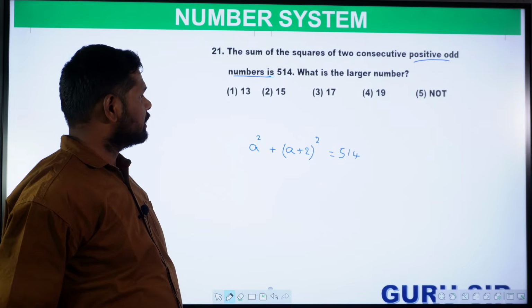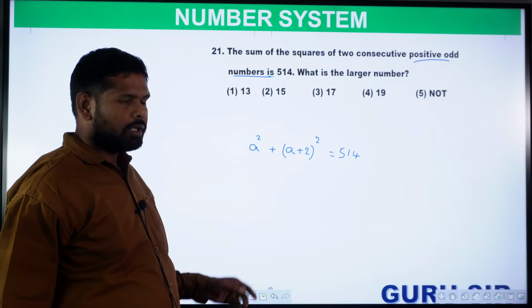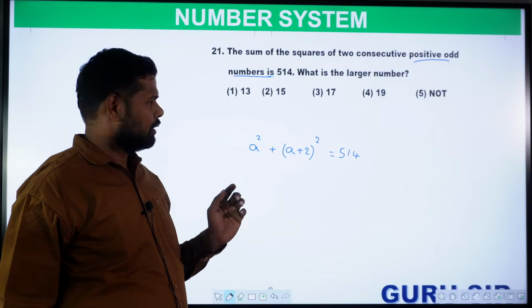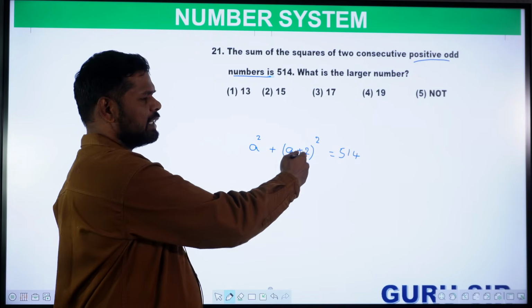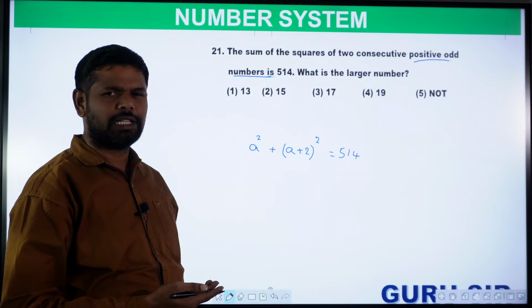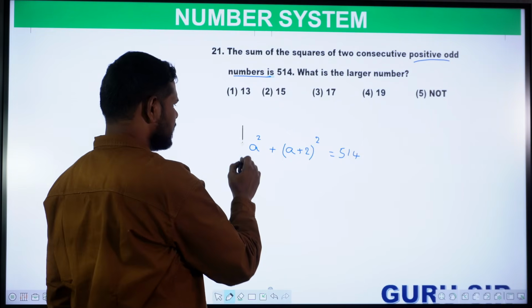514. Then what is the larger number? So in this, don't go for that analysis. Simply go through options. A square, again expansion. After that, no need to solve algebraic equation and all. So this is the actual equation, correct?